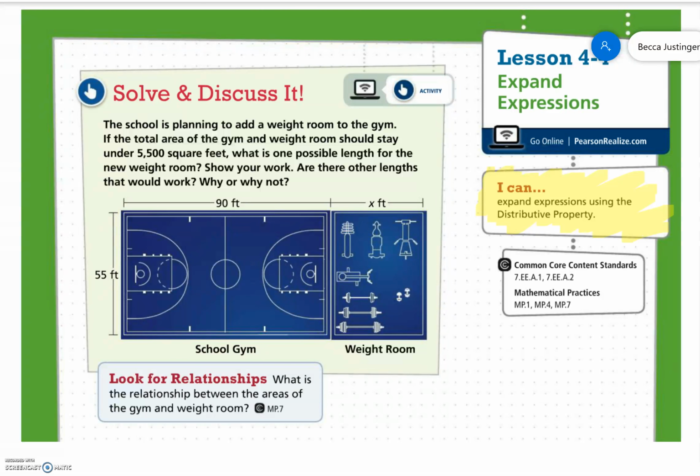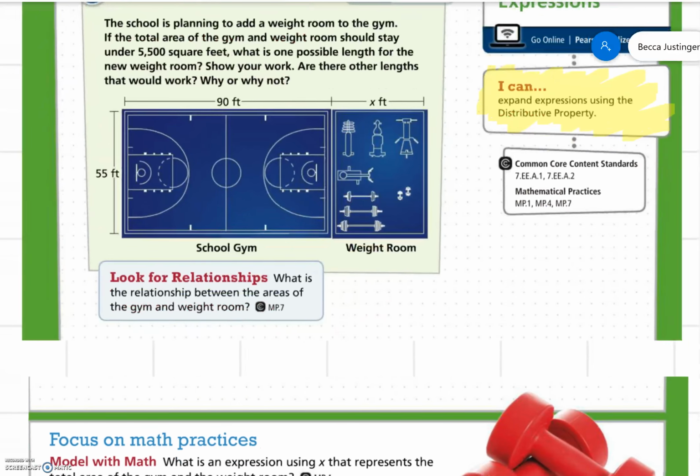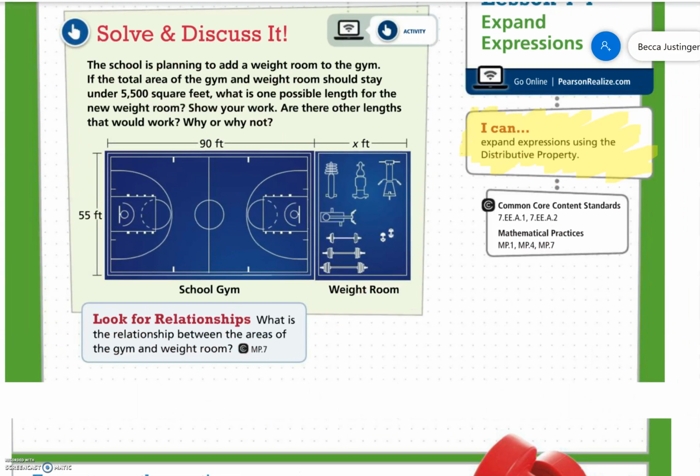Solve and discuss it. The school is planning to add a weight room to the gym. If the total area of the gym and weight room should stay under 5,500 square feet, what is one possible length for the new room? Show your work. Are there other lengths that would work? Why or why not? Okay, what is the relationship between the areas of the gym and the weight room?